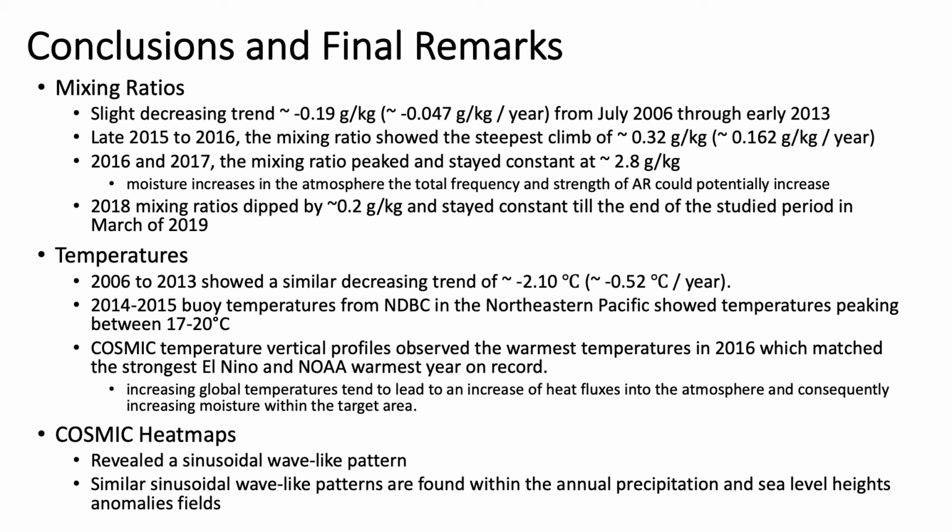So we say that if the moisture increases in the atmosphere, the total frequency and strength of atmospheric rivers could potentially increase. 2018 mixing ratios dipped by 0.2 grams per kilogram, and stayed constant through the rest of the study period. In terms of the temperature field, 06 to 13, similar decreasing trend, about 2 degrees C. Buoy temperatures in 14-15 saw the highest temperatures.